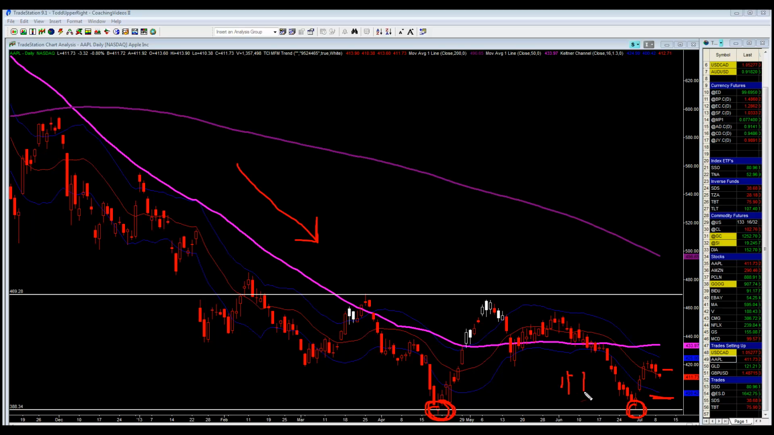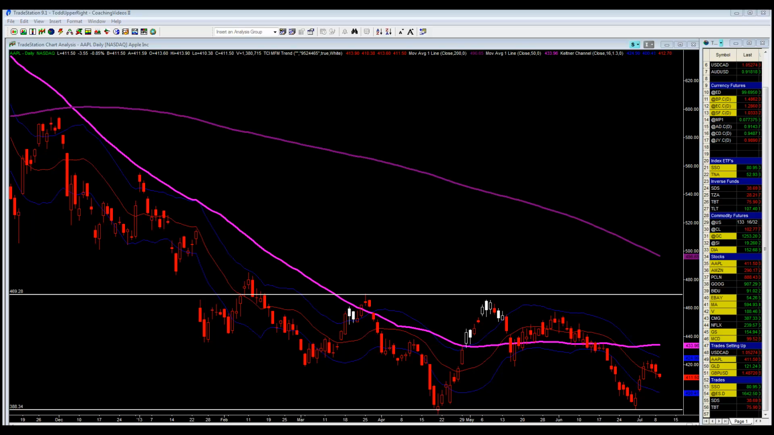Or I would love to see a tight little inside vertical bar here where it takes out the high. I'd be looking to be a buyer as well. By waiting for those 2 patterns will give me a lower risk, higher probability trade to the upside. So I'm not doing anything yet in here. I will let you know when something occurs.